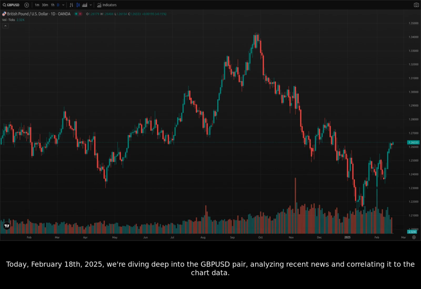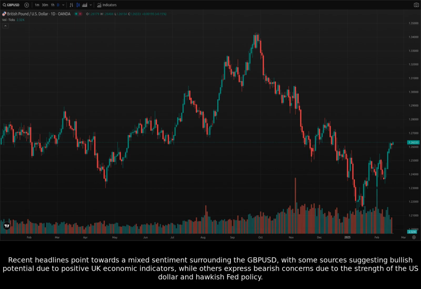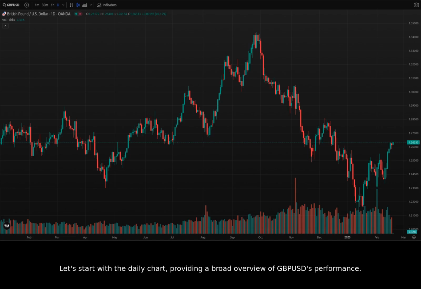Today, February 18th, 2025, we're diving deep into the GBPUSD pair, analyzing recent news and correlating it to the chart data. Recent headlines point towards a mixed sentiment surrounding the GBPUSD, with some sources suggesting bullish potential due to positive UK economic indicators, while others express bearish concerns due to the strength of the US dollar and hawkish Fed policy.